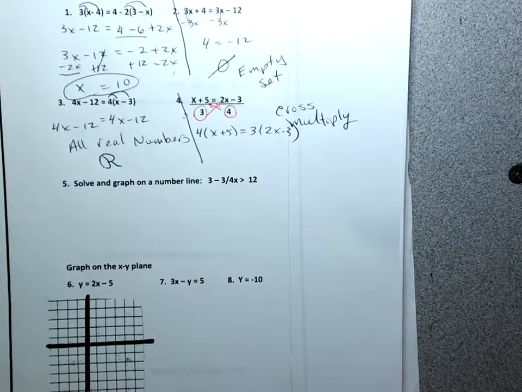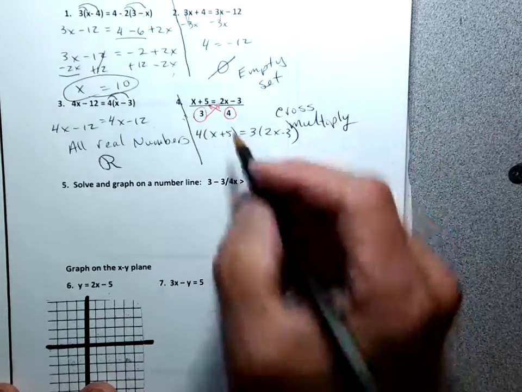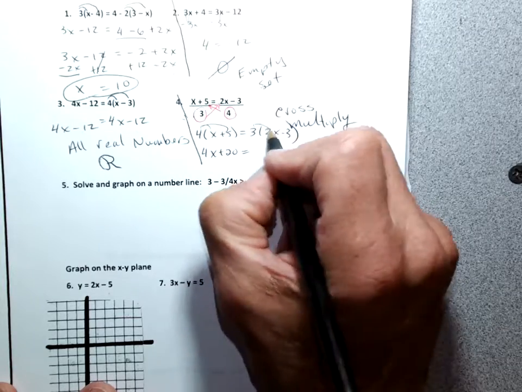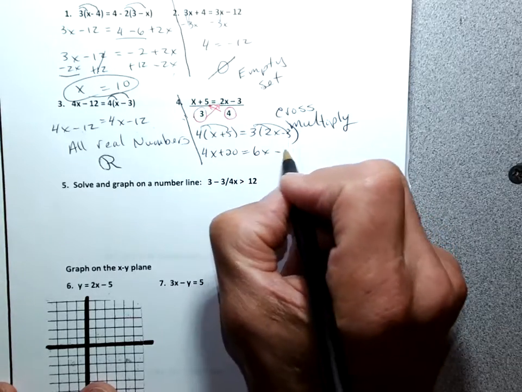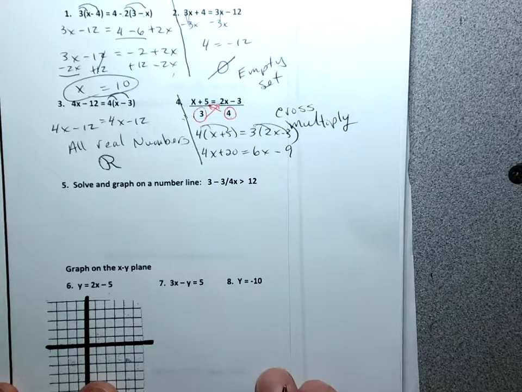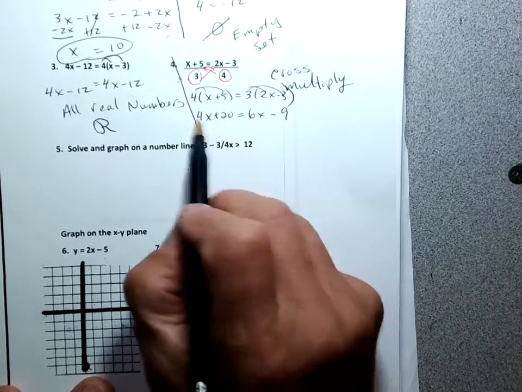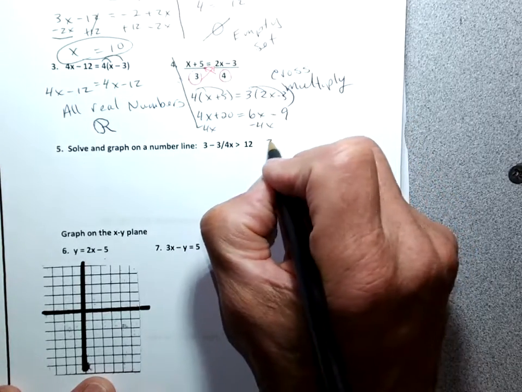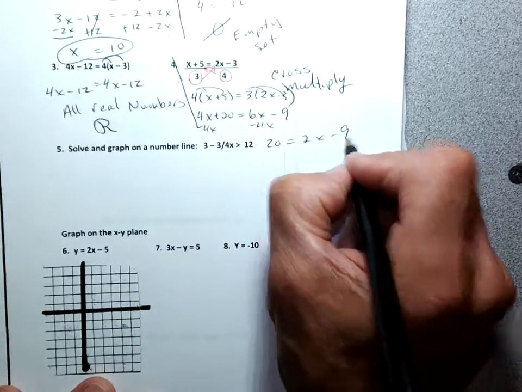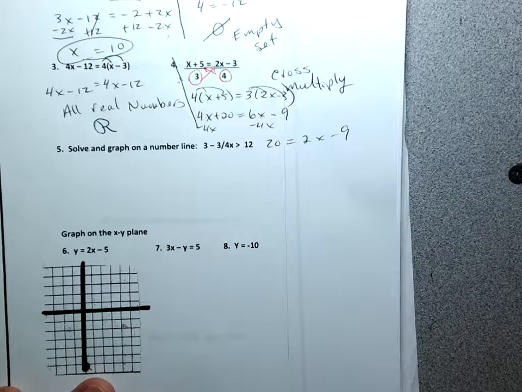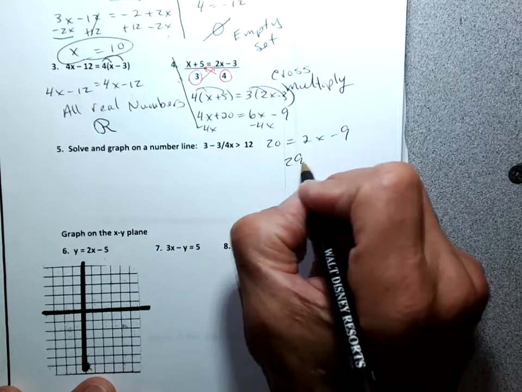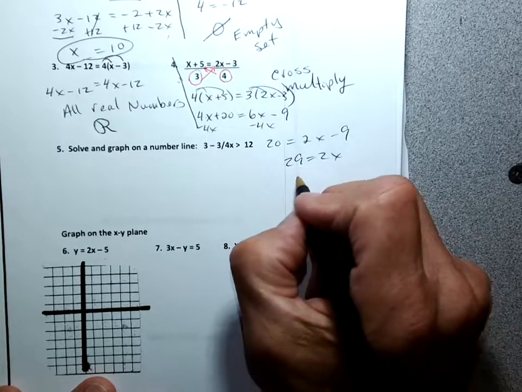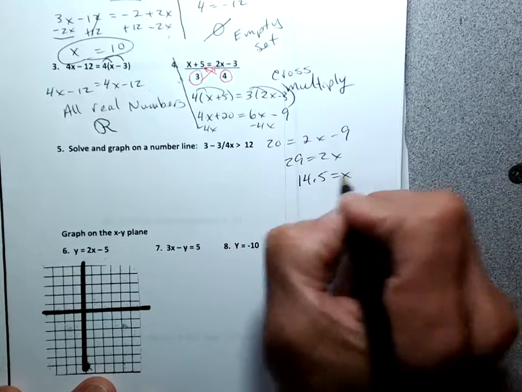So I just need to distribute. I'm going to get a 4x plus 20 equals, I'm going to distribute here, 6x minus 9. X is on both sides. I like to get rid of the smallest x, so I'm going to go minus 4x, minus 4x. So I'll have a 20 equals a 2x minus 9. Plus 9, plus 9, 29 equals 2x. Divide by 2, I think that's 14 and a half. 14.5 is equal to x when I divide by 2.